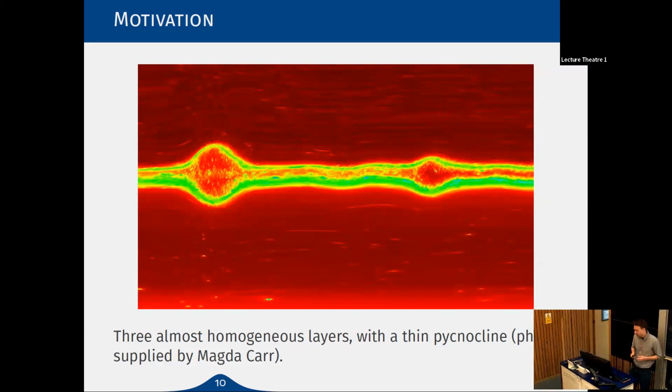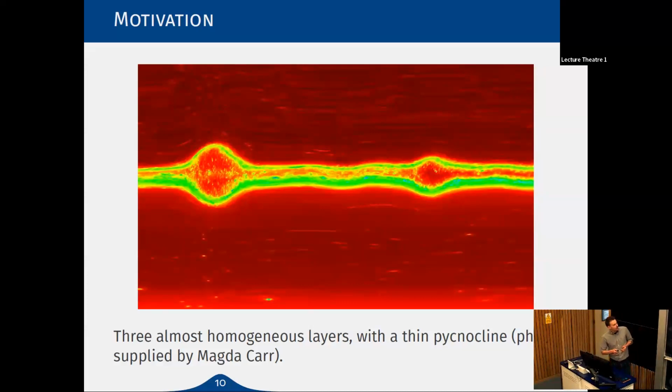Andrews lab. And the colors, the bright color approximately means rapid change in density. So where it's dark red, the density is almost constant, and you have these two pycnoclines with rapid changes in density. And you can see that we have then almost three homogeneous layers separated by some thin pycnoclines.